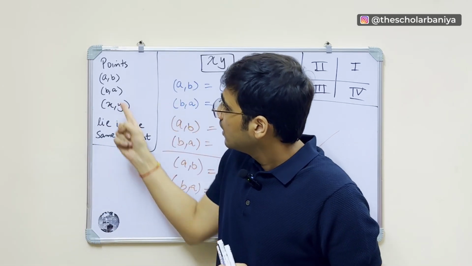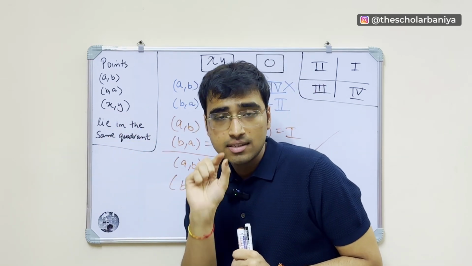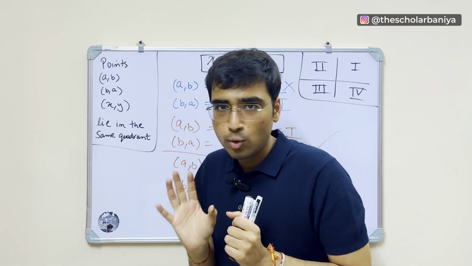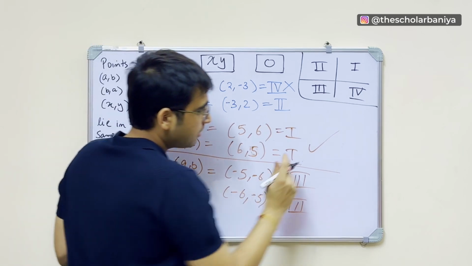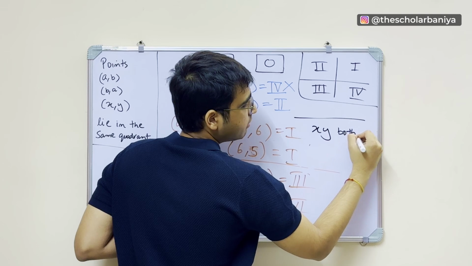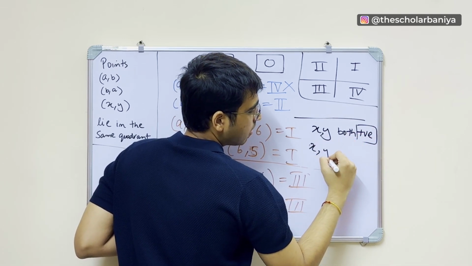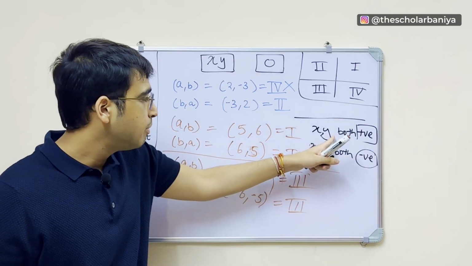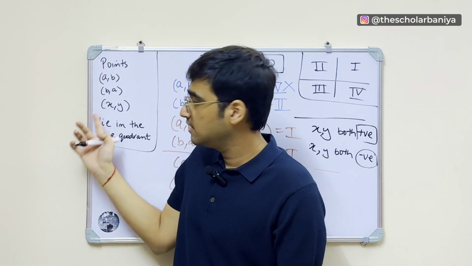Now tell me one thing. Similarly for (x, y), they should both be of the same sign. That means x and y are both positive or x and y are both negative, right? Same as this. That means we can say that x and y are both positive, right? Or x and y are both negative, right? Either both will be positive like this or both will be negative like this, right? Because this also lies in the same quadrant.